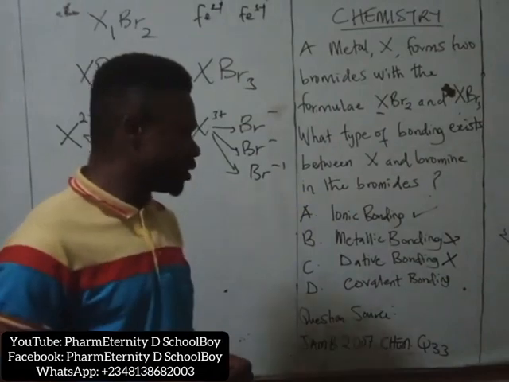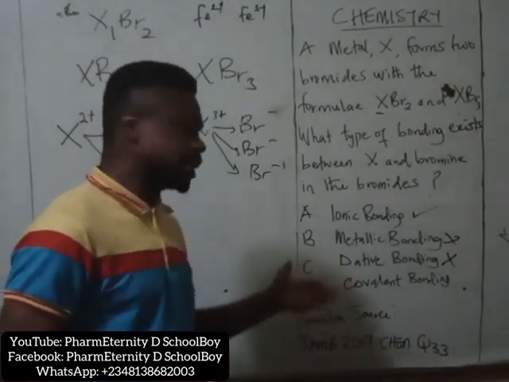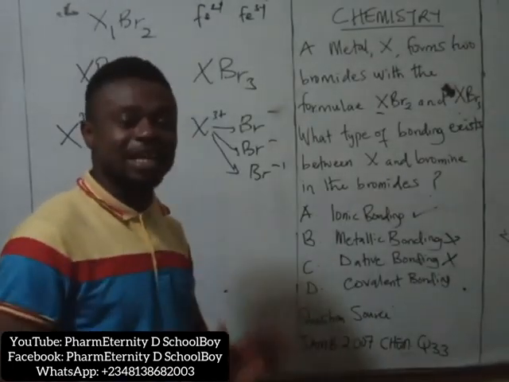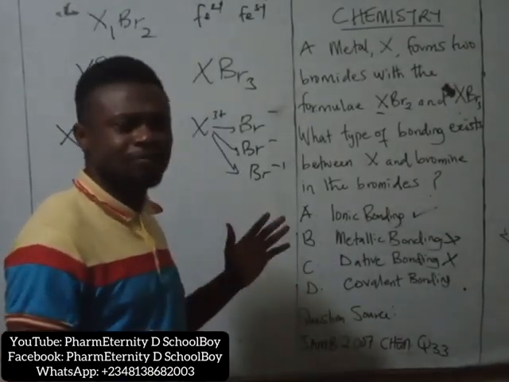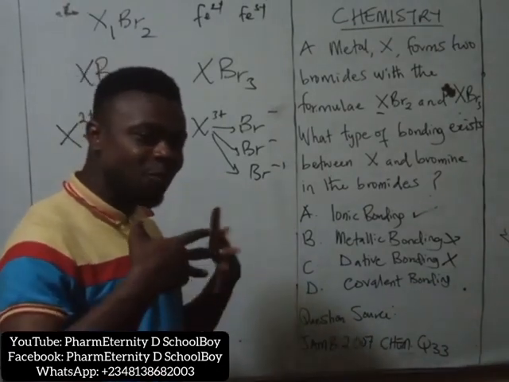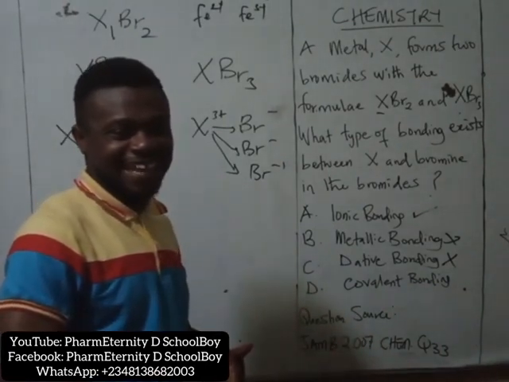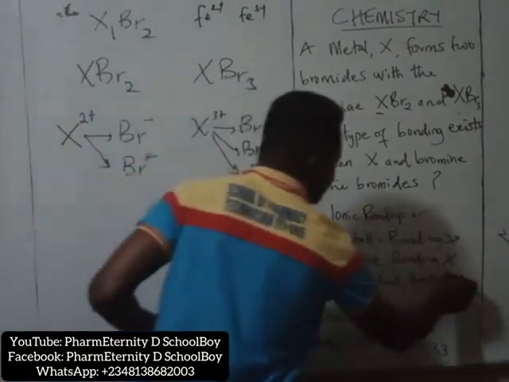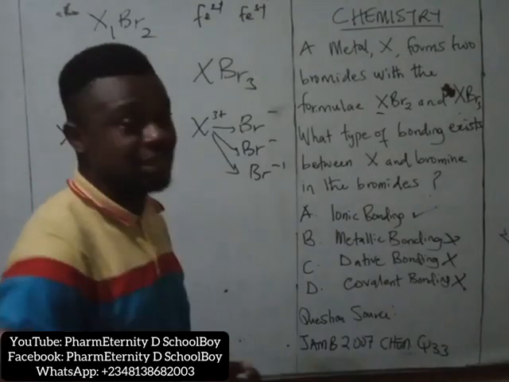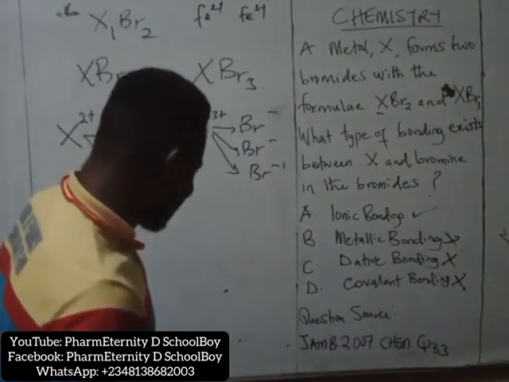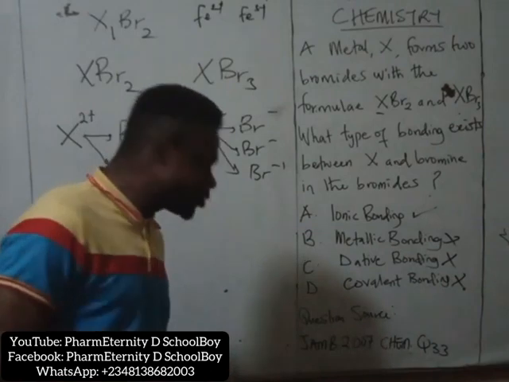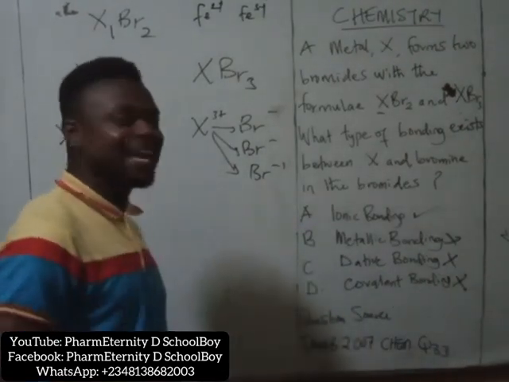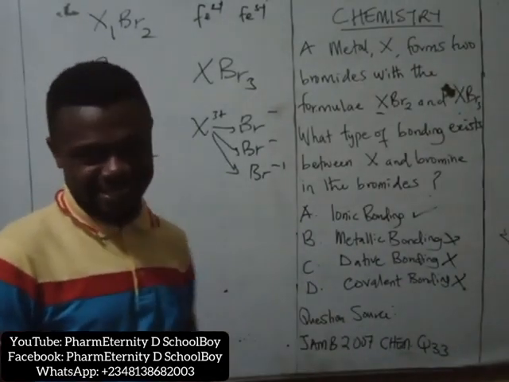Then covalent bonding. Each time we mention covalent bonding, our mind goes to ordinary covalent bonding. Here, there's sharing of electrons, but the two atoms involved equally donate the electrons to be shared. So this is not the answer, because there's no sharing of electrons here. So the answer to JAMB 2007 chemistry question 33 is A, ionic bonding.